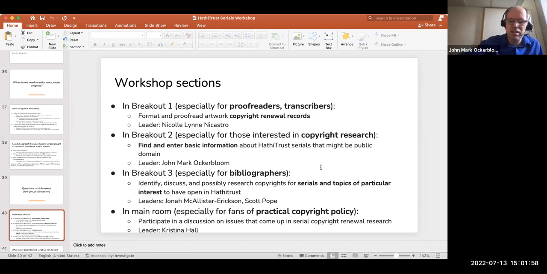And if you stick around here in the main room, you'll get to hear and talk with Christina, who's done a lot of work practically determining copyrights, both for serials and a bunch of other stuff. And you can participate in a discussion on issues that come up in this sort of research. So as I say, you can pick which group you want to go to or stay here, and we'll reassemble here in about 20 minutes.